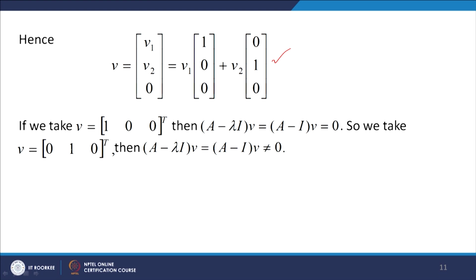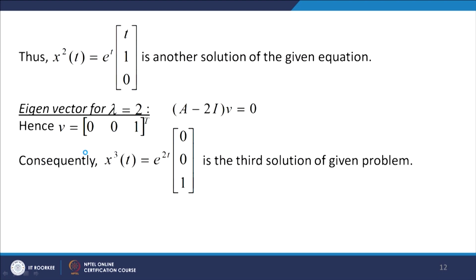So, we take (0, 0, 1) transpose, and then (A minus lambda I) b is not equal to 0. This you can check: (A minus lambda I) b is not equal to 0 if you take b to be the vector (0, 0, 1). Thus, x 2 t is equal to e to the power lambda t, where lambda is 1 here. Let us find x 2 t.